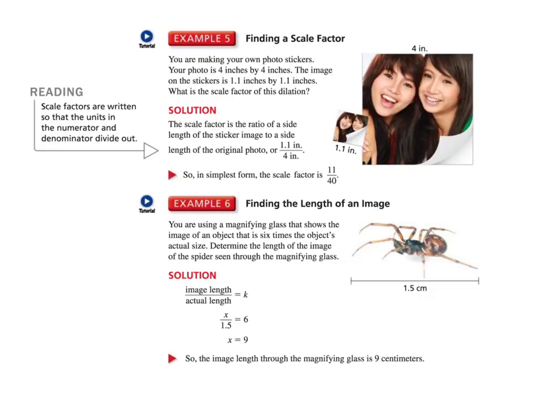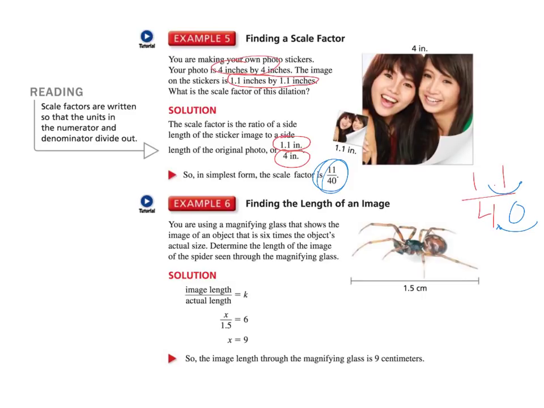And the last couple ideas. For example 5, you're making your own photo stickers. Your photo is 4 inches by 4 inches. The image on the stickers is 1.1 inches by 1.1 inches. So this was your image. Remember, we always start with the image on top. So we're going to do 1.1 over the length of one of the sides from the pre-image, which is 4. I don't like having decimals and fractions. Whenever you end up with a situation like this, you just shift the decimal over 1 here, and shift this decimal over 1. So essentially I have 11 over 40. And there's your scale factor for that. Pretty simple. For the next one.